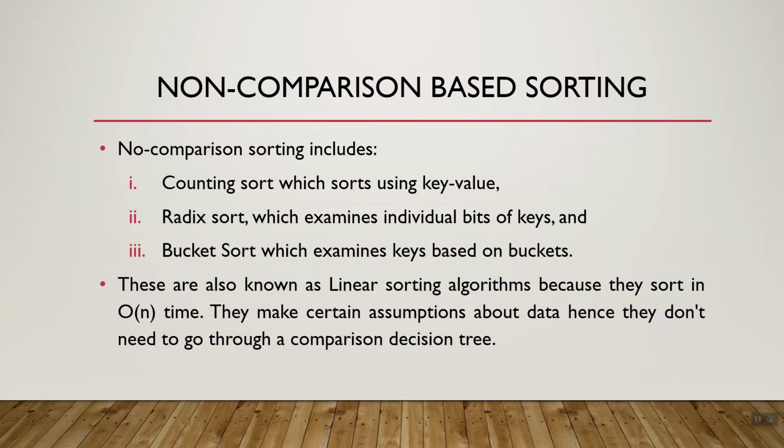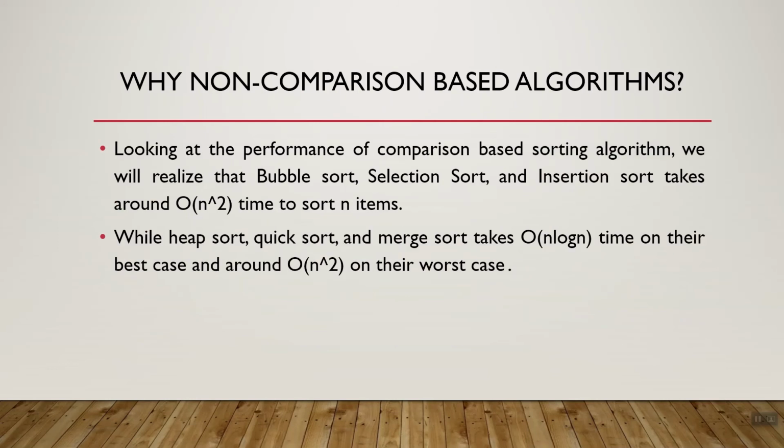They are also known as linear sorting algorithms because they sort in O(n) time. They make certain assumptions about data, hence they do not need to go through a comparison decision tree. In comparison-based algorithms, a comparator is required to compare values or items. Basically, this comparator defines the ordering, such as the numerical order or the lexicographical order, which is also known as the dictionary order, to arrange elements. On the other hand, non-comparison based sorting algorithms don't use comparison, but rely on integer arithmetic on keys.